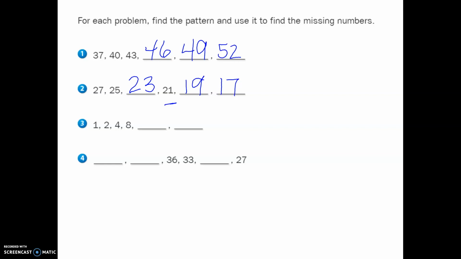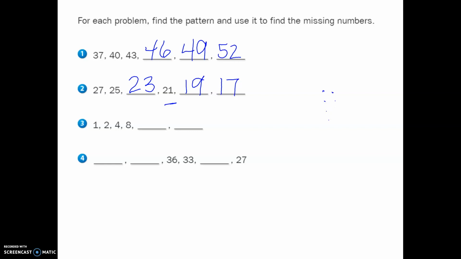What if I multiply? 1 times 1 is 1, so it's not going to be times 1. What about 1 times 2? Well, 1 times 2, if I make an array, one group with 2 in it, that's 2. So that would work. What about 2 times 2? Well, 2 times 2, let me make an array for that. So 2 groups with 2 in each one. That's 4. That works.